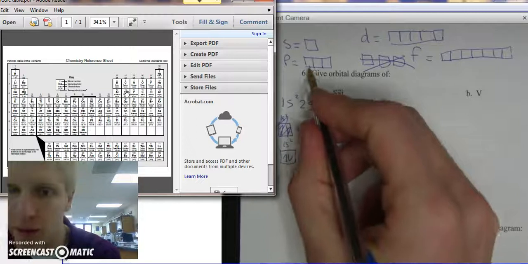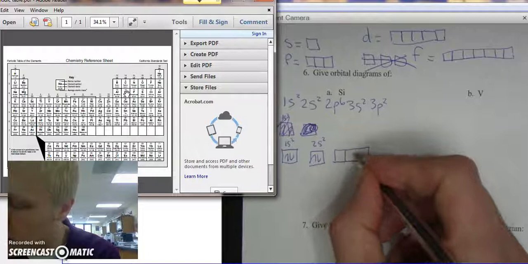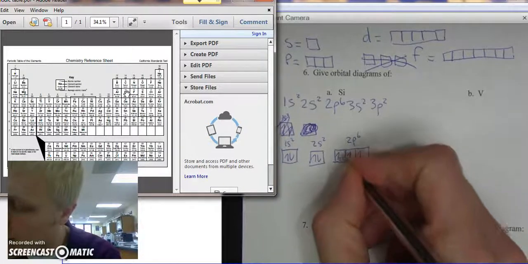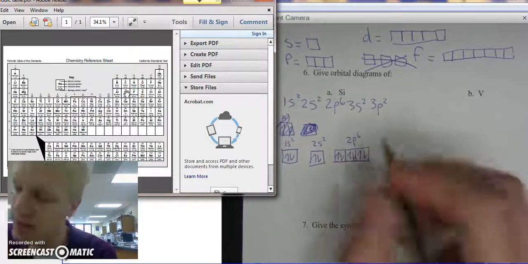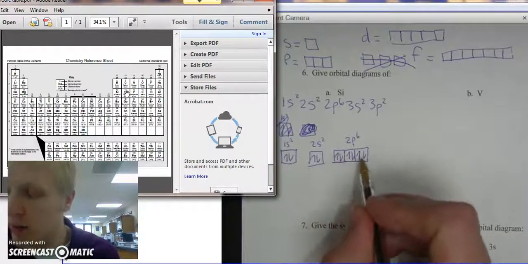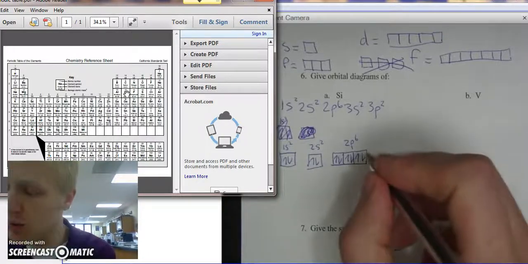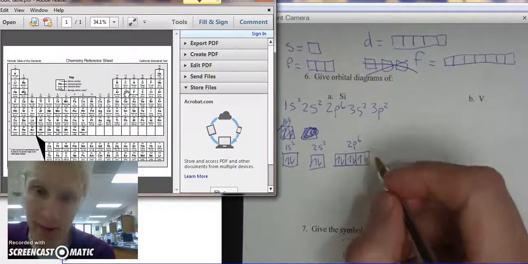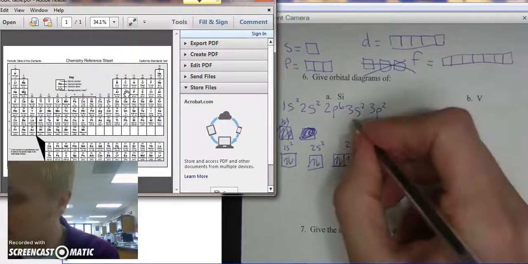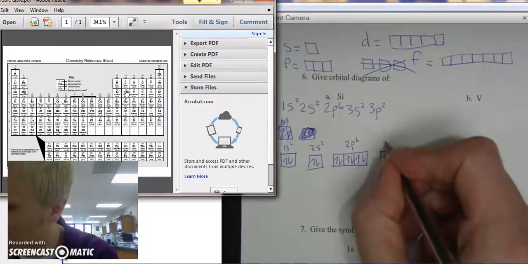Now we're at 2p6. So remember, the p orbital has 3 sublevels, 3 suborbitals. 1, 2, 3. 2p6. 1, 2, 3, 4, 5, 6. Now, in order to follow Hund's rule, you need to fill in each suborbital with 1 electron before you can fill it in with a second. That is Hund's rule. And in this case, it's filled up to 6, so ultimately it doesn't matter. But for that 3p2, when we get to it, it is going to matter. Alright, next is 3s2. Up, down.